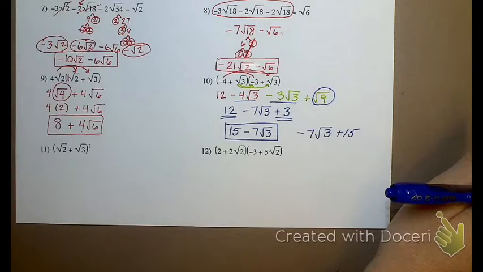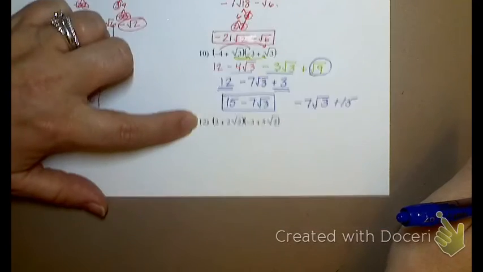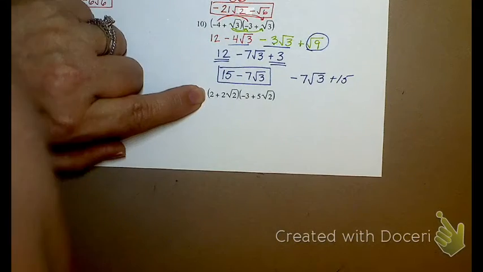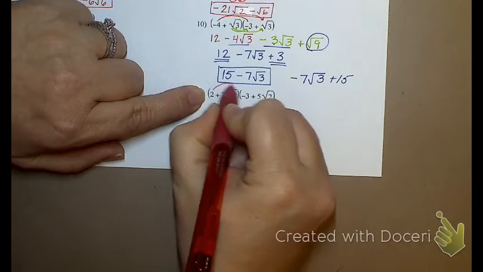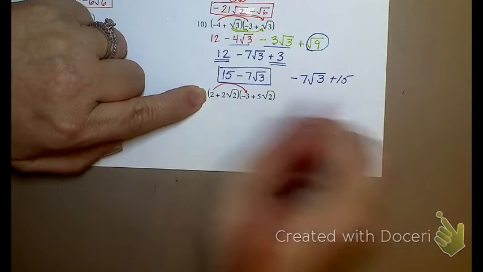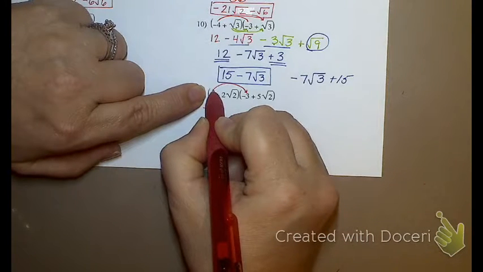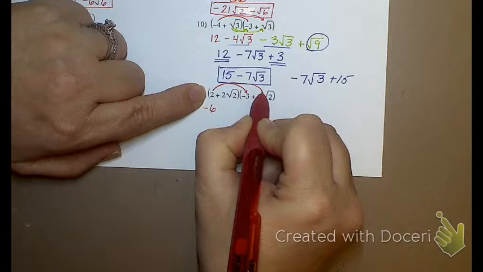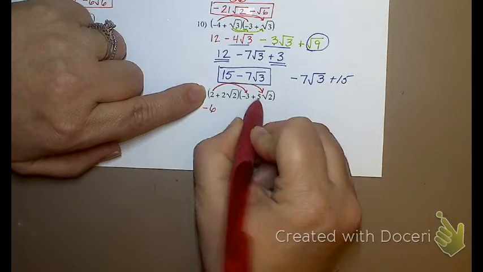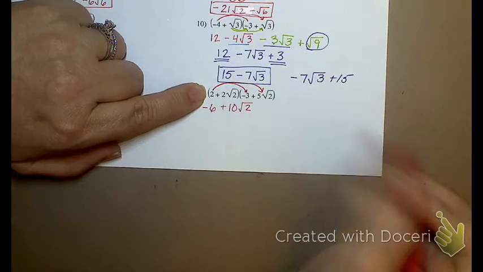Okay. I'm going to skip number 11 for right now, and I'm going to do it after I do number 12. Okay. Double distributing again. I'm going to start off with 2 times negative 3. What does that get me? Negative 6. Then what do I do? 2 times what? 5 radical 2. Well, this 2 is outside, so I have to multiply it by the 5. That's going to give me what? 10 radical 2.